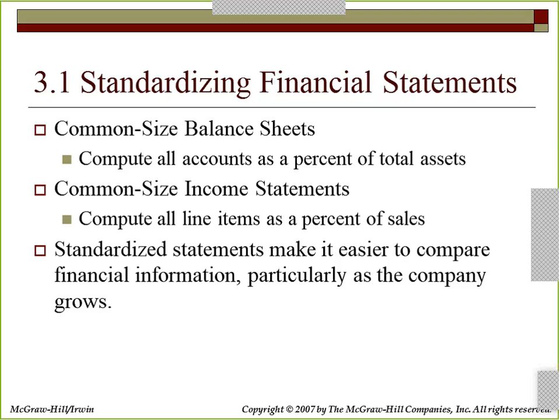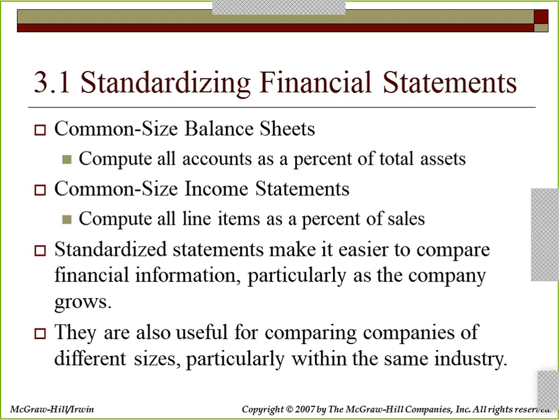The standardization allows you to basically see how the different asset categories or liability categories or income categories are changing over time. And as the company continues to grow, you can see how those percentages are going up or going down. They're also useful for companies that are of different sizes in the same industry. Not particularly useful for different companies in different industries because it might be apples and oranges when you're comparing companies in very, very different industries.